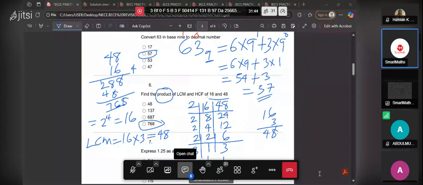Okay. Okay. You can talk now. Yeah. Someone raised. Okay. The answer is 7. Which one is 7?